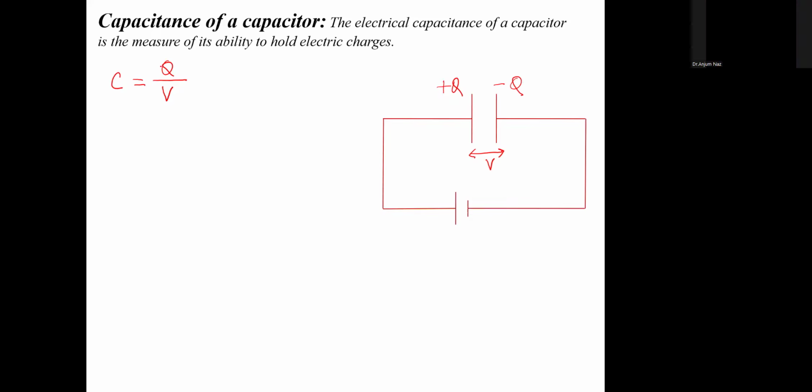Capacitance is defined as this ratio, Q by V. Q is the magnitude of the charge on either plate, and V is the potential difference between the plates of the capacitor. That is, Q is equal to CV, where this C is a proportionality constant called the capacitance of the capacitor.